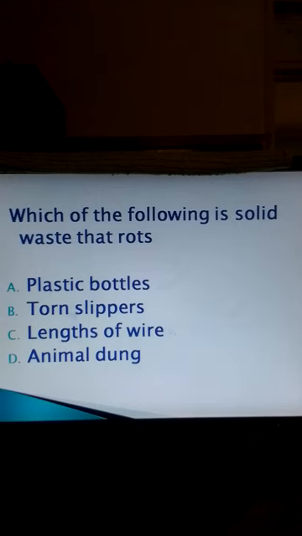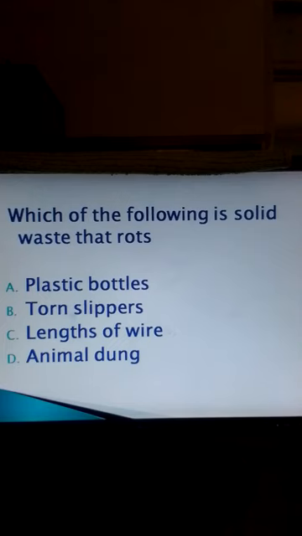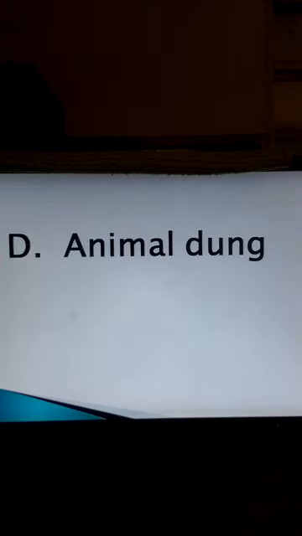Which of the following is solid waste that rots? A, plastic bottles. B, torn slippers. C, lengths of wire. And D, animal dung. The answer is D, animal dung, because it decomposes or rots.